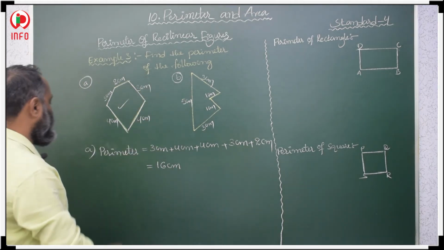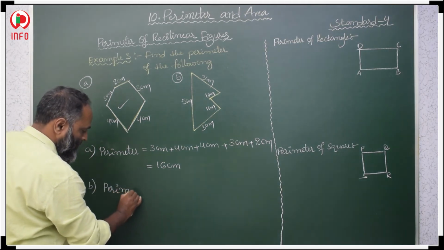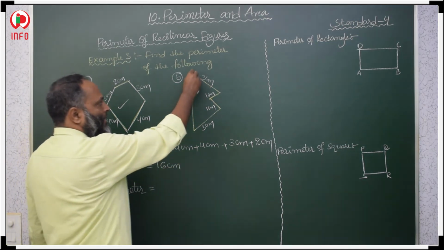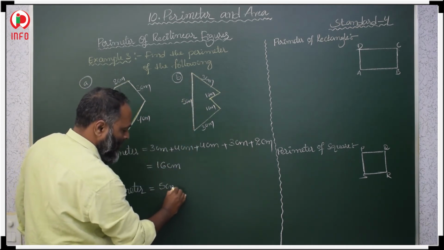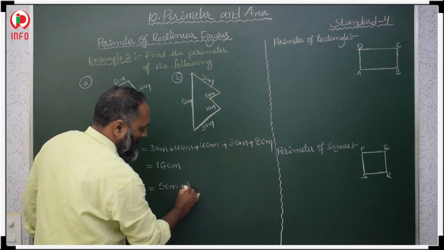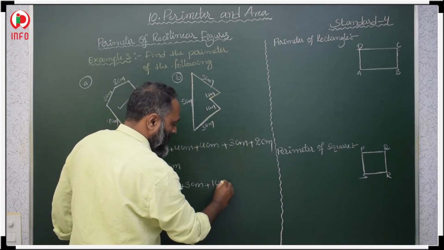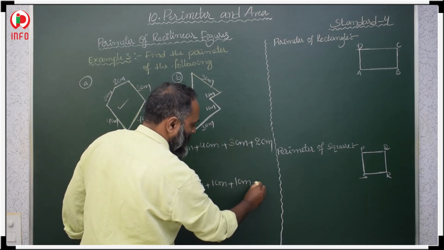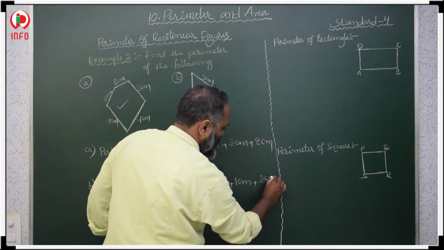Then the second figure's perimeter, that is B perimeter. Here also we should add all 5 sides. The first line segment is 5 centimeters in length. The second line segment is 3 centimeters, and the third line segment is 1 centimeter. The fourth line segment is 1 centimeter, and the fifth line segment is 3 centimeters.